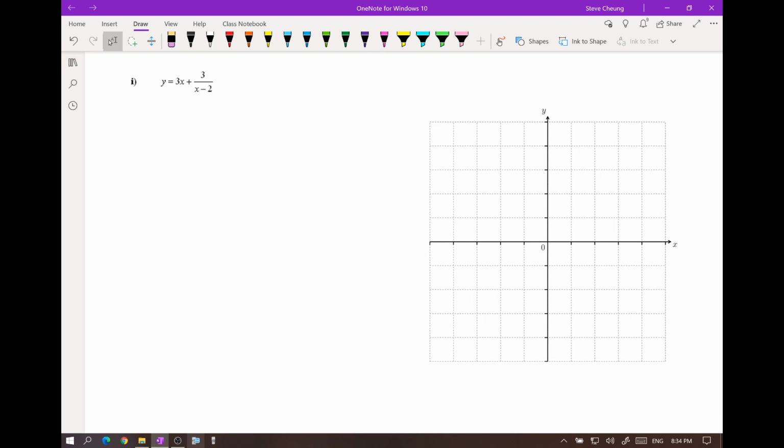And the last one here. Now, this one looks a bit different, looks a bit odd. But for the intercepts, nothing changed. You substitute x equal to 0. It's 0 plus 3 over negative 2, so it's just negative 3 over 2. And likewise, you set y equal to 0. So there we have 0 equals 3x plus this.